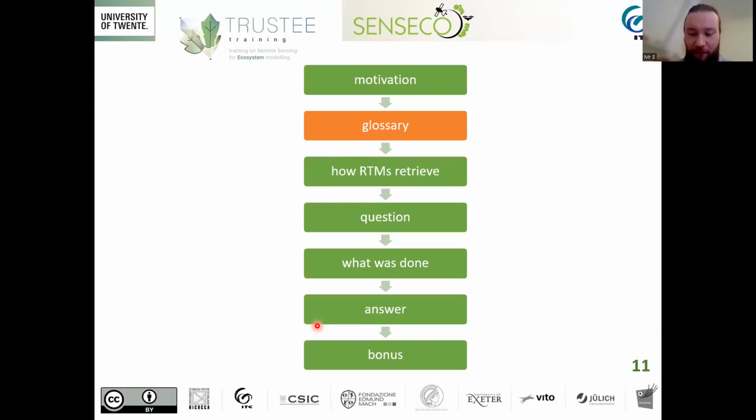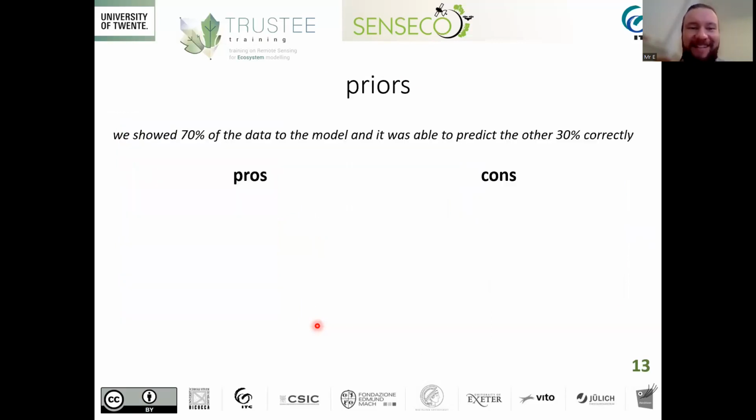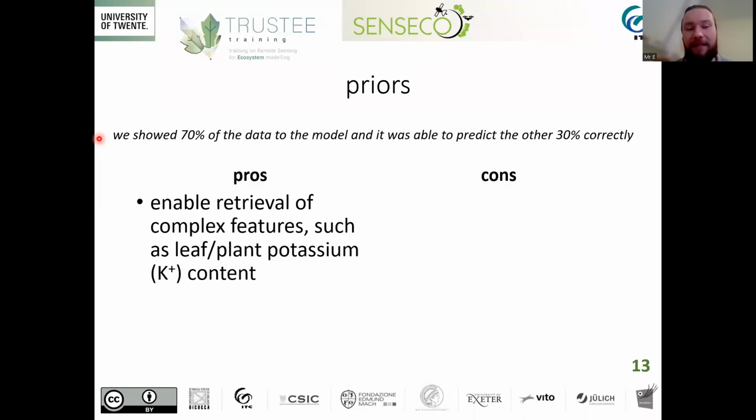All right, there is one thing I explained already, what retrieval is, and there was also the term prior in the talk. So what is a prior? There will be 2 or 3 definitions of that. One is what we usually do with machine learning. We show 70% of the data to the model, and it is able to predict the other 30% correctly, which is good. And it is useful indeed in some cases. I think the pro is when we retrieve complex features that do not have spectral signatures.